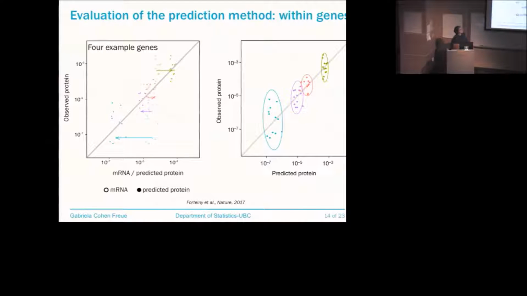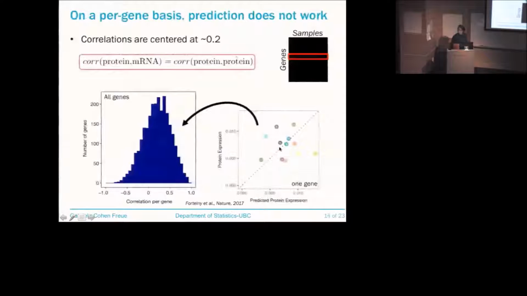Now, just looking at the predictions versus the observed, are they tied to the 45-degree lines, yes or no? That's why I show you the ellipsoids here, to tell you that sometimes they are tied, sometimes they are not so tied.